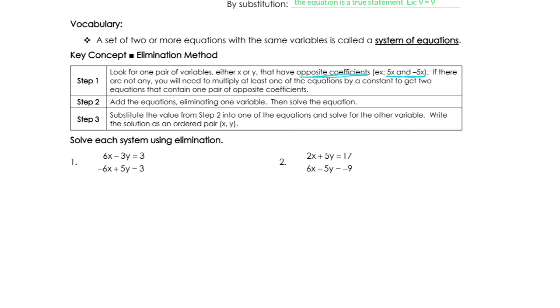Think, it's elimination. You need two things to get eliminated when we add the columns together, and that's actually the process that we use here for elimination. So if you have opposite coefficients, we'll talk about what happens if you don't. Step 2 says you add the equations together, eliminating one variable. Then you solve the equation.